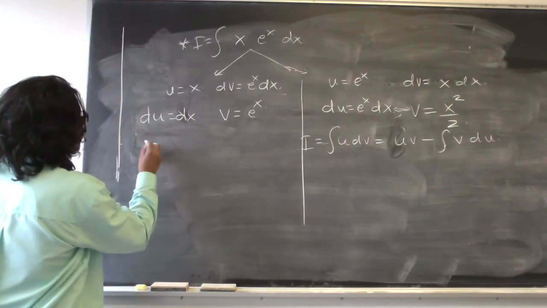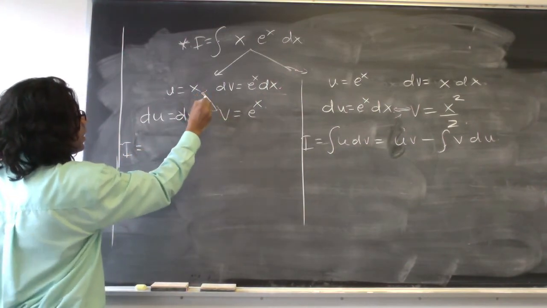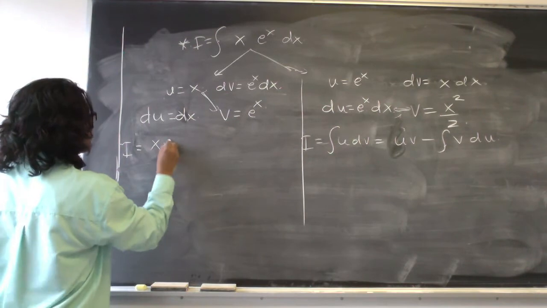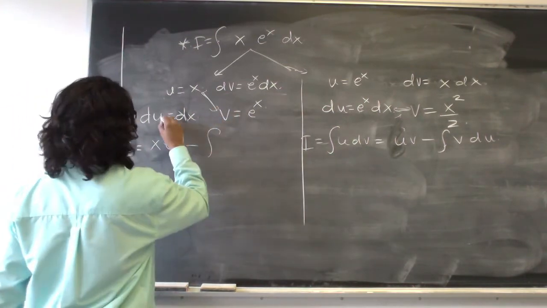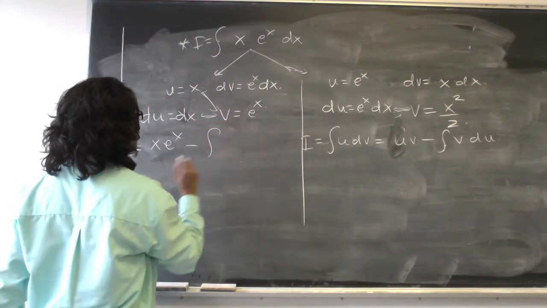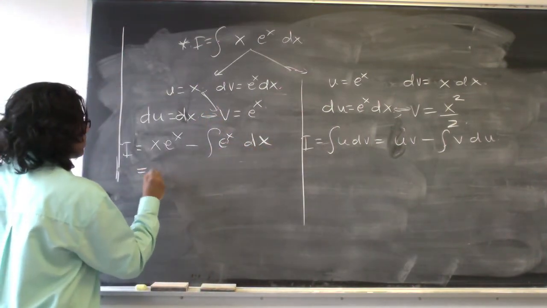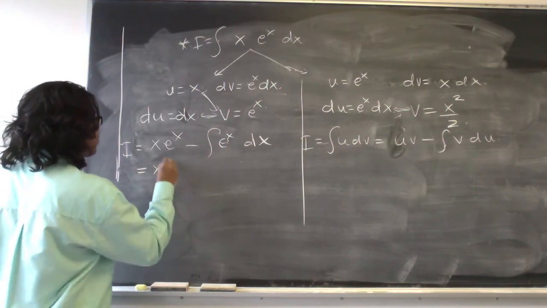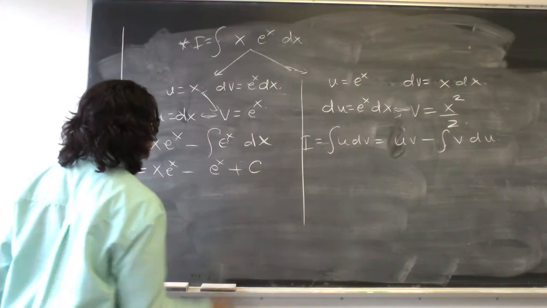Okay, so you have the integral equal to u times v, which is x e to the power x, minus integral of v times du, which is e to the power x dx. Now this is simple enough. So you have x e to the power x minus e to the power x plus the constant of integration.